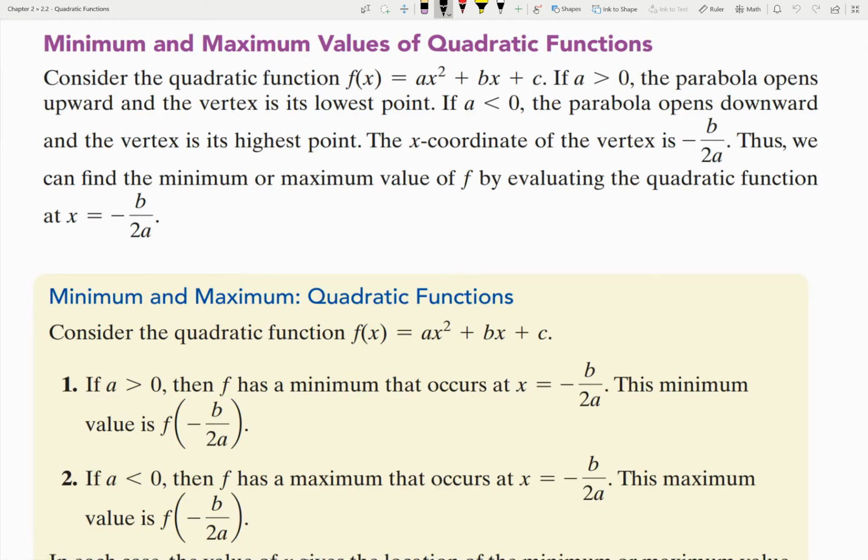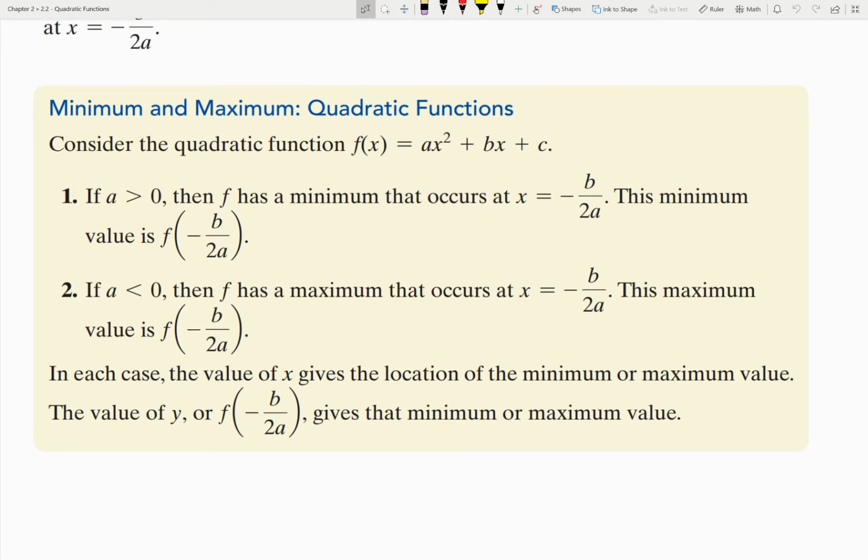The most important point for graphing a parabola is the vertex. And it also tells you the minimum or the maximum value of the quadratic function. And it's going to depend on which way the parabola opens. So if a is greater than 0, the function has a minimum that occurs at the x-coordinate of the vertex, negative b over 2a. And that minimum value is the y-coordinate of the vertex, f of negative b over 2a. It's a minimum because the function opens up, right? Visualize it, minimum.